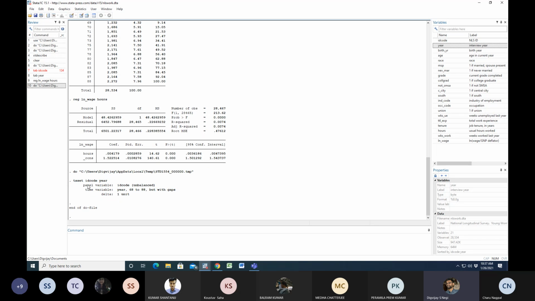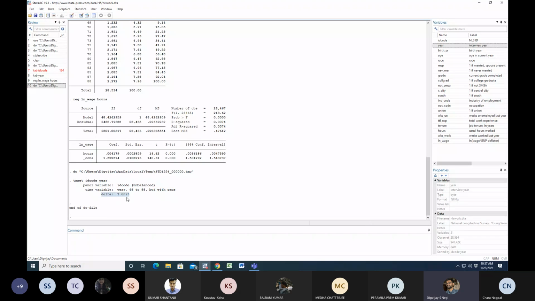And it will tell you what the panel variable is. It's telling you the panel variable is idcode, and it says that it is unbalanced, so it's not balanced, which we saw earlier also. Then it tells you the time period: the year goes from 68 to 88, but with gaps. What it's saying is that there are some missing observations here, so the panel is unbalanced.